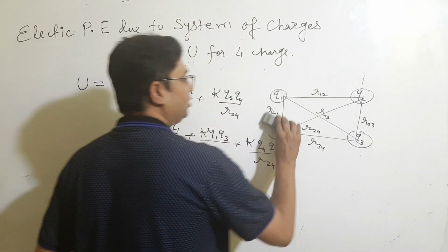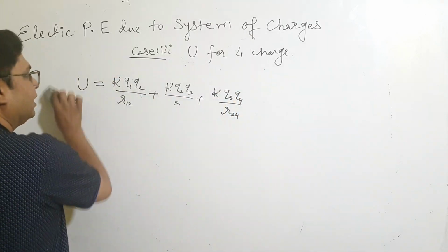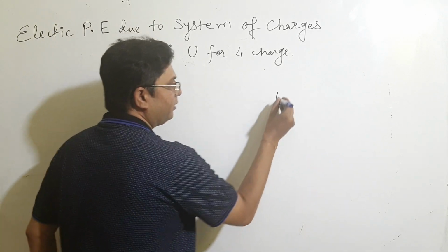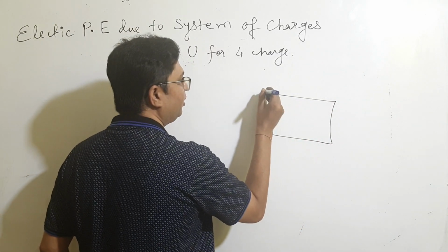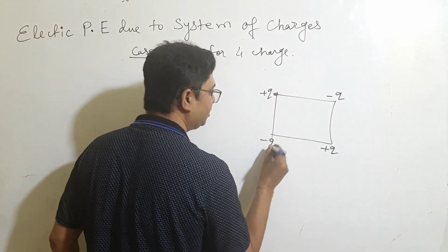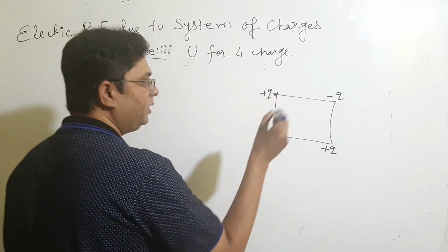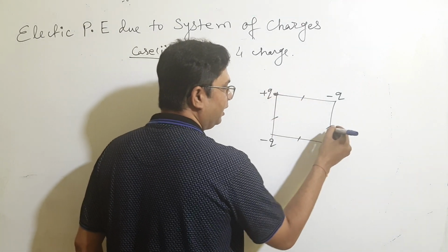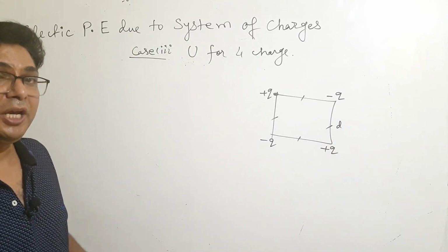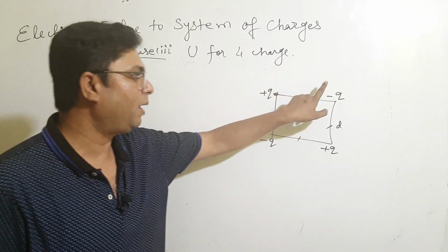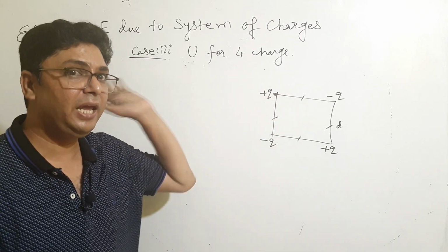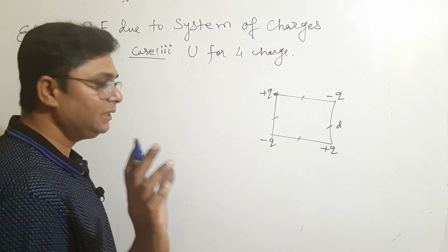Let us have a question based on this. Numerical number, fourth numerical. Here I am taking a square. In this square, I am giving you a plus Q charge here, minus Q charge here, plus Q charge here, minus Q charge here. And this is a square, so all sides are same. Distance is D. Then the question is, what will be the potential energy in bringing these 4 charges, Q, minus Q, plus Q, minus Q, at the vertices of a square having distance D? Then how are we solving this? Let us see the solution.